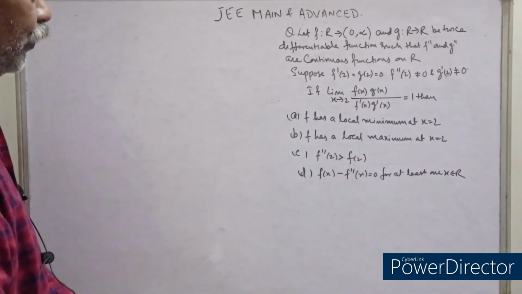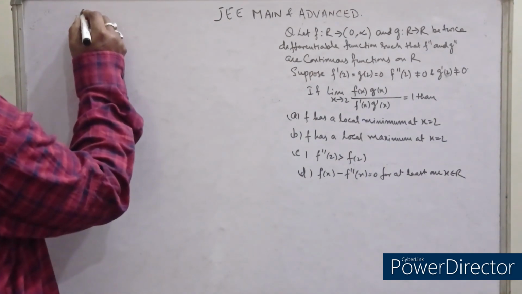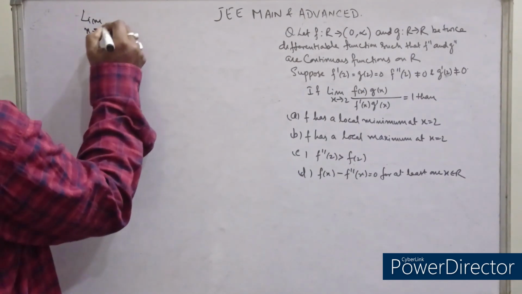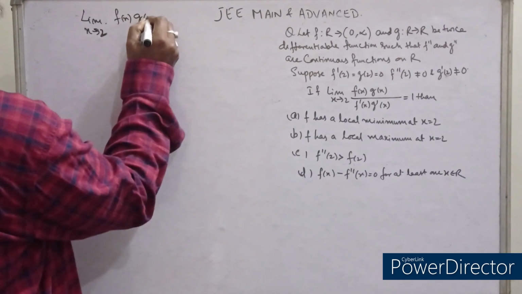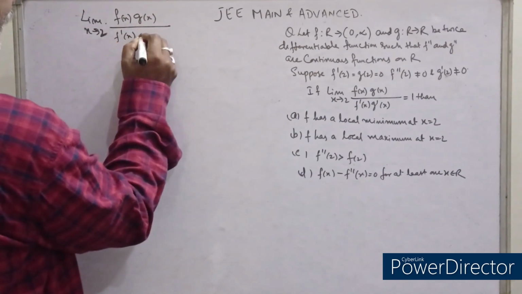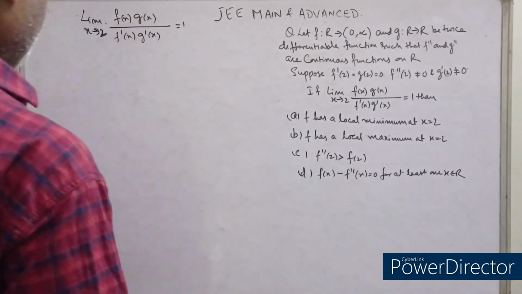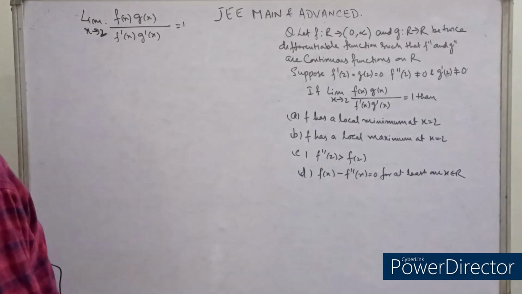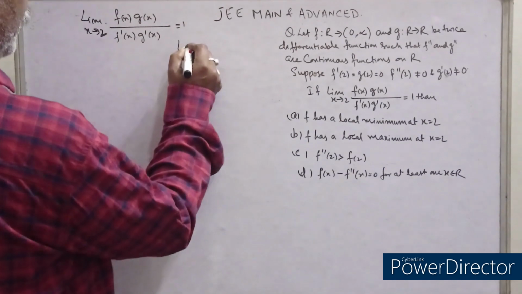So now how to solve it. Here the limit as x tends to 2 of f(x) g(x) by f dash(x) g dash(x) is equal to 1. Now to solve this, I am going to apply L'Hospital's rule.